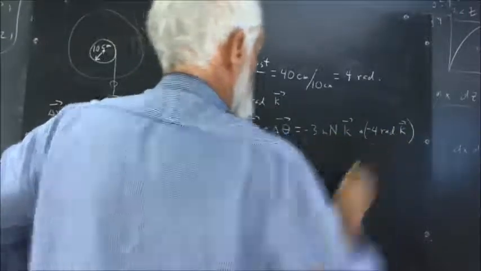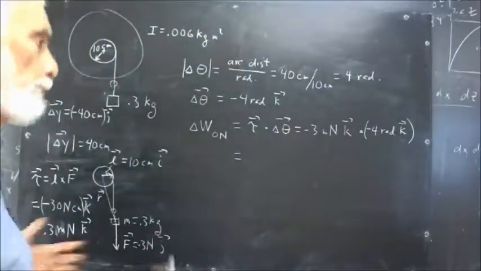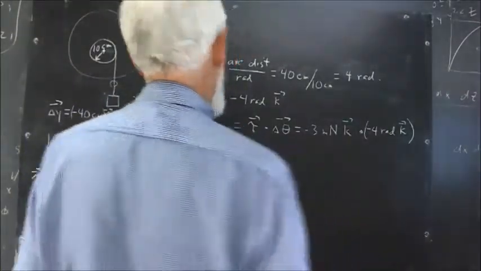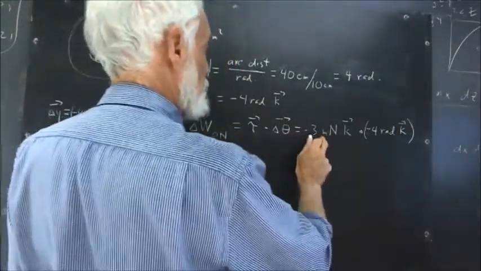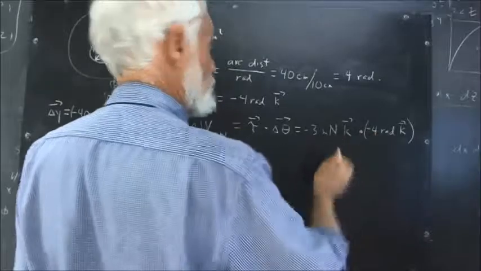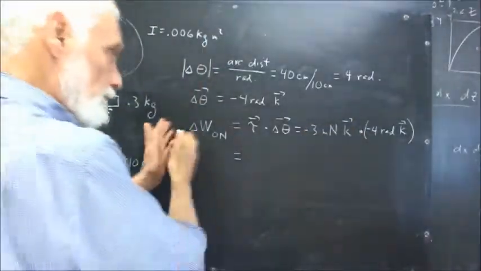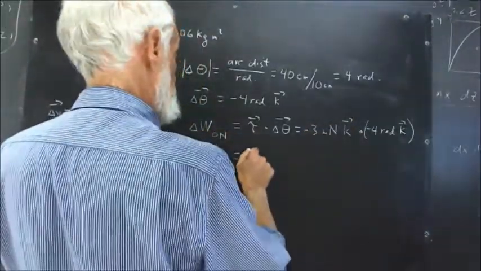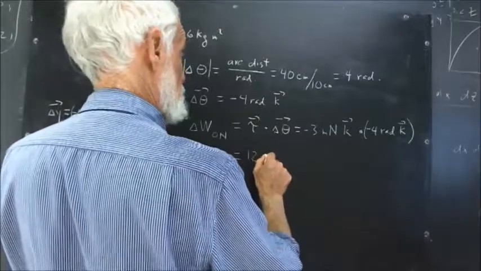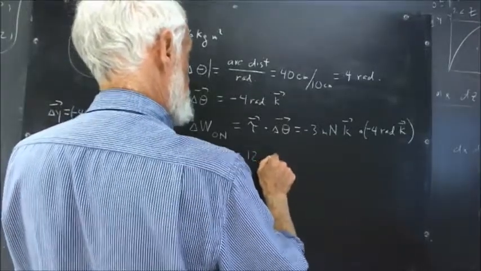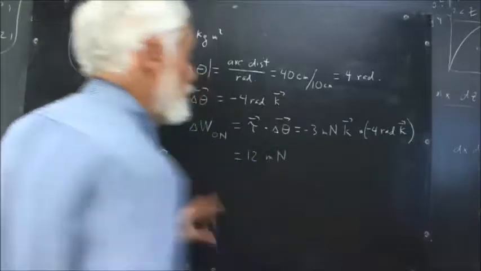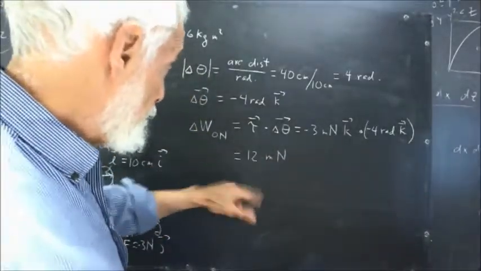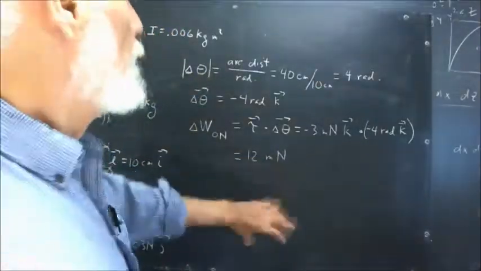A meter times a radian is still a meter, for reasons we've talked about before. A meter of radius here times the radians gives us meters of arc, and that's where the work is done. We get 12 meter newtons, but now the meter is a meter of arc, not a meter of radius, so the meter newton is no longer torque, it's work.